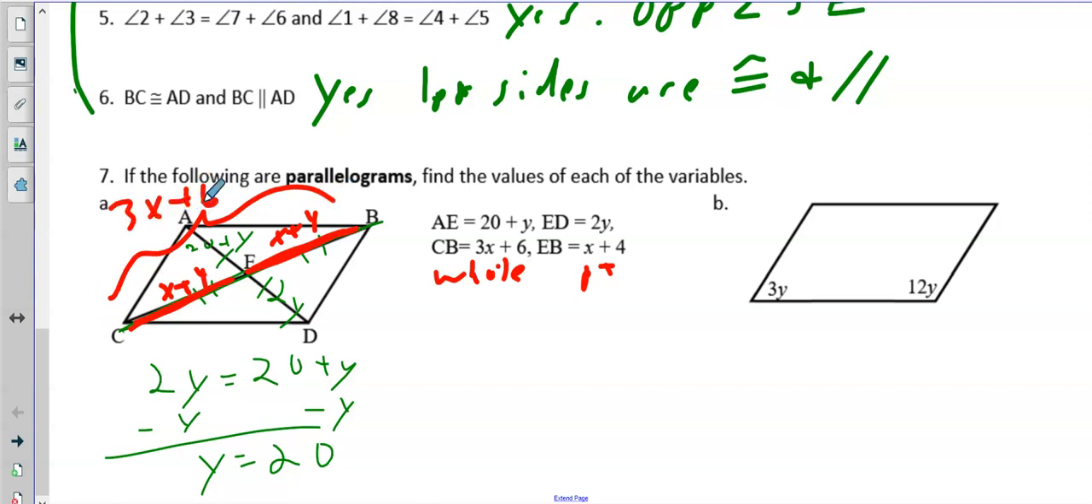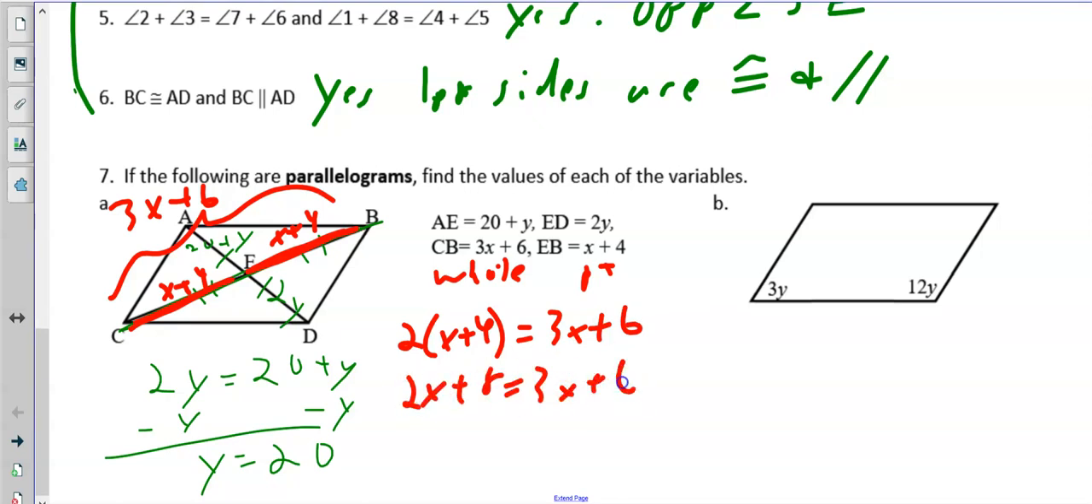So what we need to do is say x plus 4 plus x plus 4, or just double it. Okay, this is nothing new. We did problems like this last chapter. So 2 of those equal the whole. Then we multiply and get 2x plus 8 equals 3x plus 6. I'm going to subtract 2x from both sides, and subtract 6 from both sides. That's going to give me x is equal to 2. So we have y equals 20 and x equals 2.